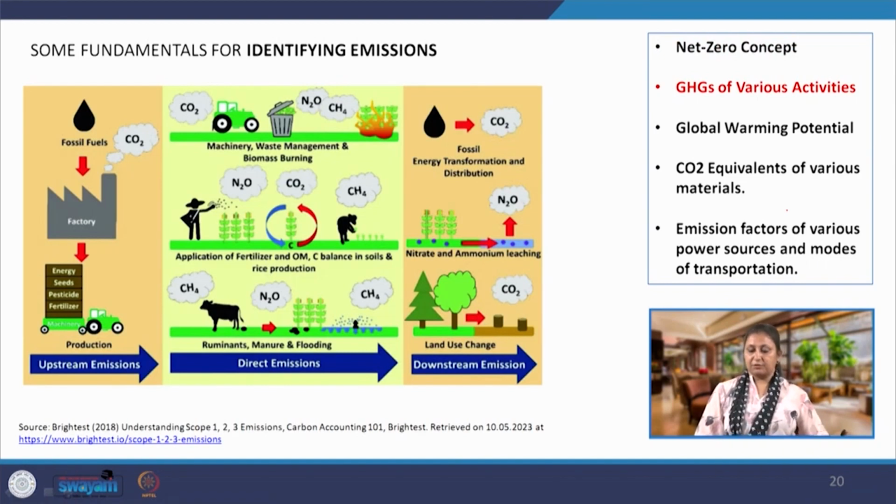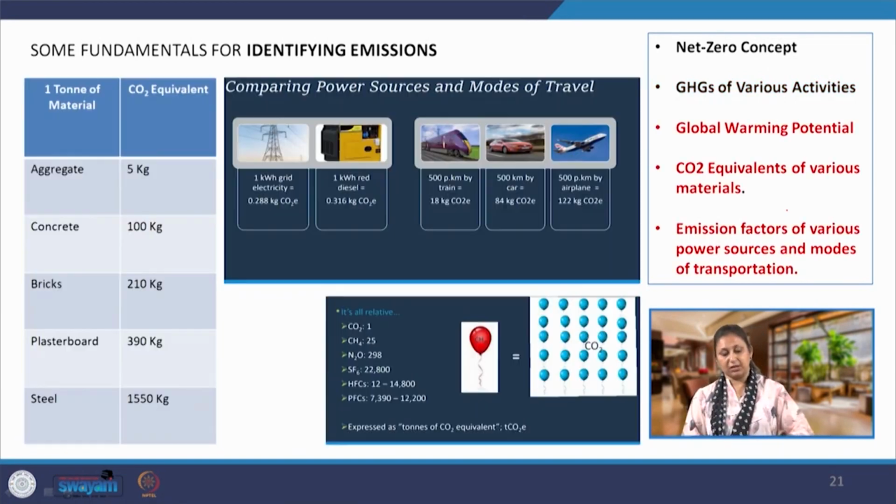And then we identify the greenhouse gas emissions of various activities, both upstream as well as downstream, and the direct emissions that are there in between, identifying their global warming potential for different materials that are going to be used, different activities that are going to be performed. So, basically the choices that we have, as I have been mentioning, from a petroleum product based transportation fleet to an electric vehicle fleet. So, we always have options of selection.